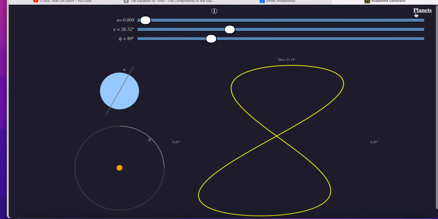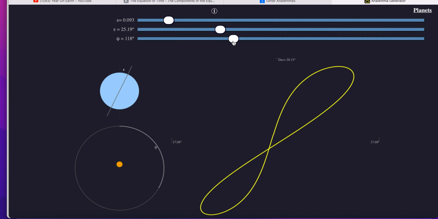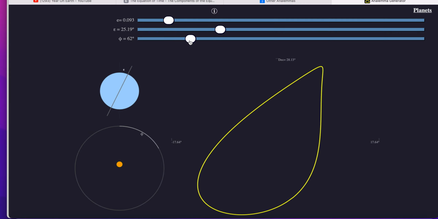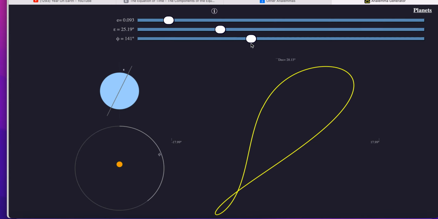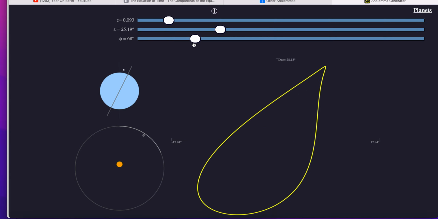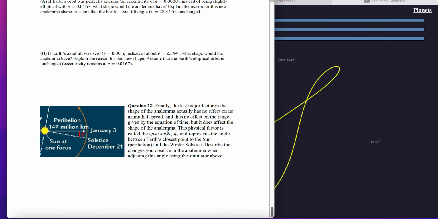So if you go back and pick some arbitrary planet like Mars, what if we change the apse angle? It changes the shape, and it can actually even turn this teardrop shaped analemma of Mars, as I think it's often called, into a figure eight by just adjusting the apse angle, the angle between those two points, the perihelion and the winter solstice. Now ours are pretty close to each other. We have a small apse angle.